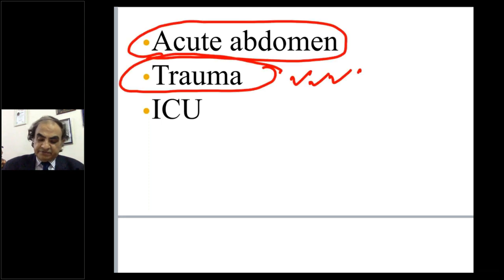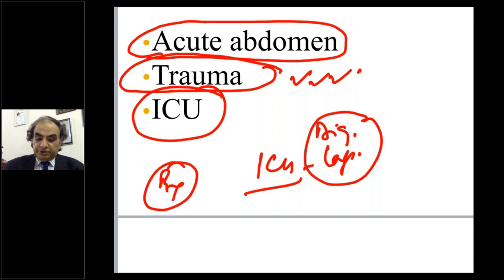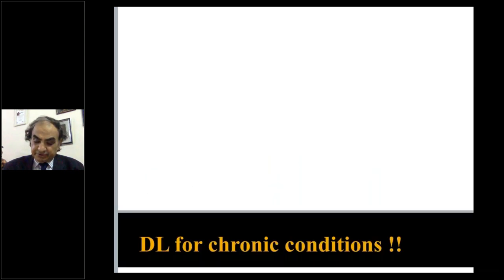And of course, now there is a case for ICU laparoscopy where the patient cannot be shifted. The patient is on the bedside, on the ICU bed. You can put in a scope even under local anesthesia. The patient is under ICU care anyway. Then you can do some diagnostic laparoscopy, including biopsies. So these are the three indications in acute scenarios as per the SAGES guidelines, and you should stick to them.